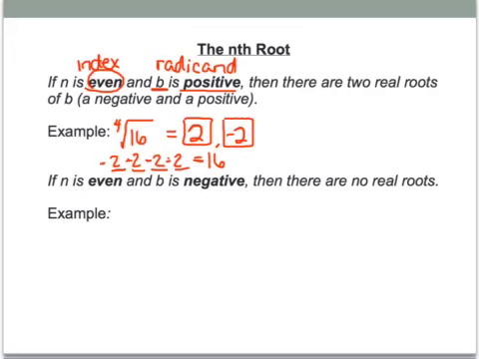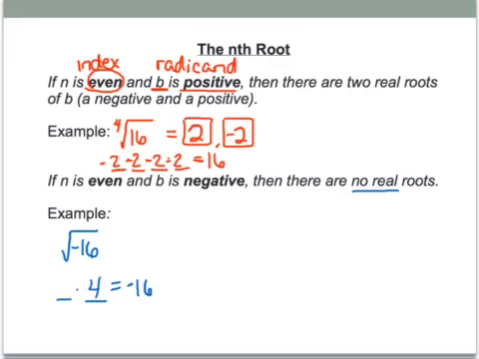Okay, here's another one. If n is even, so we're still doing the square root, the fourth root, and b is negative, I have a negative radicand, then there are no real roots. For example, let's try the square root of negative 16. Well, what I'm asking for is what value times itself gives me negative 16?